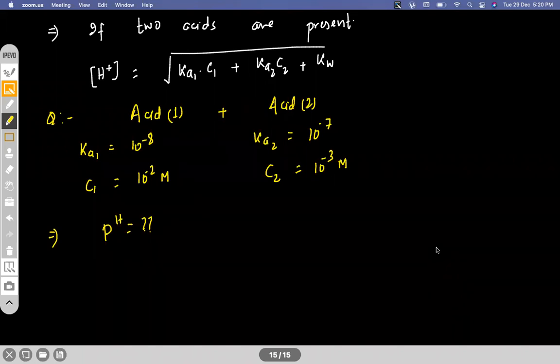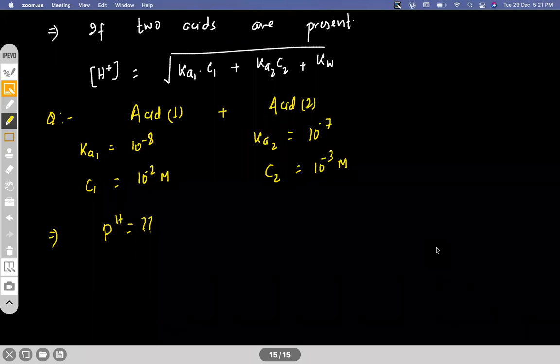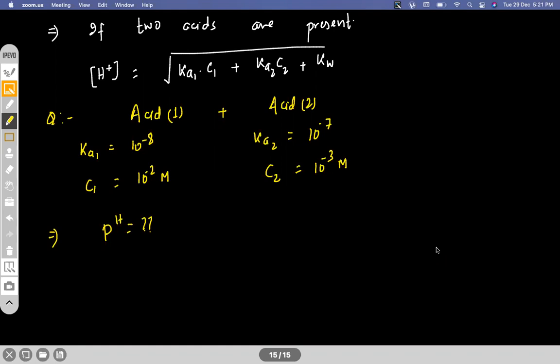You're getting 17, Gayatri. Yeah, 10 to the minus 14 only you will take, but 17 is not possible. It's an acid solution, so the pH value should be less than 7, correct? Okay, so we just need to use the formula here.